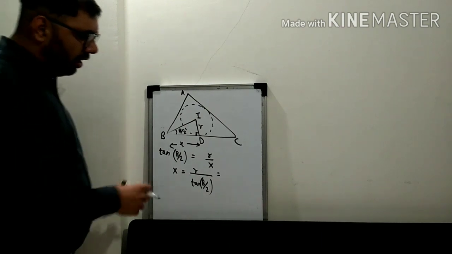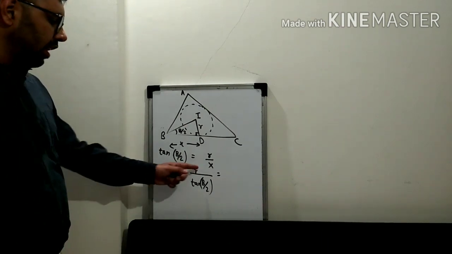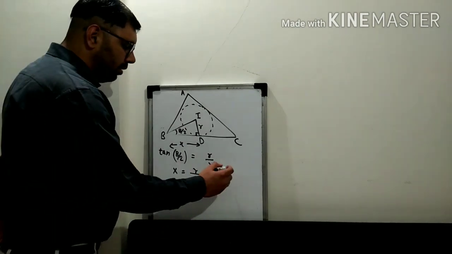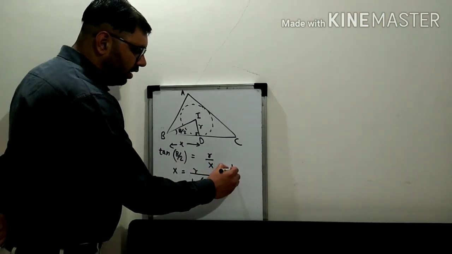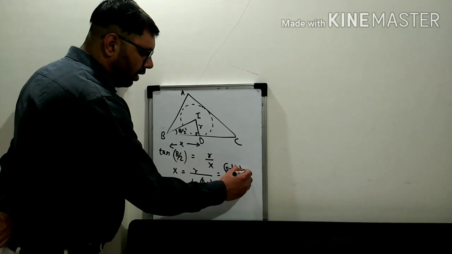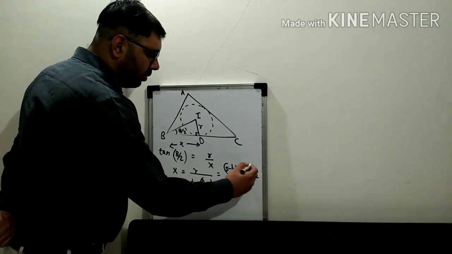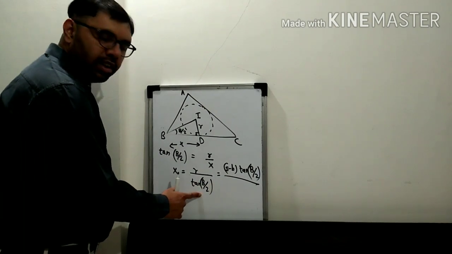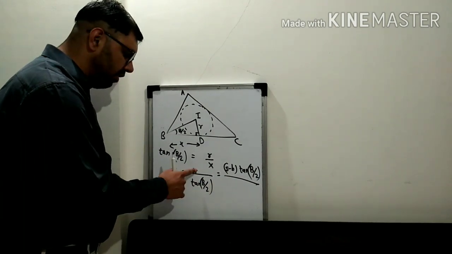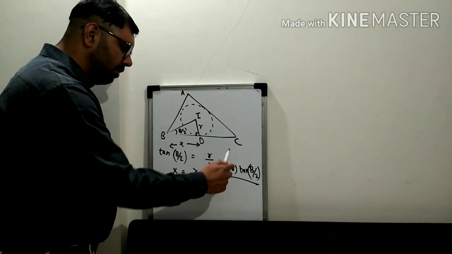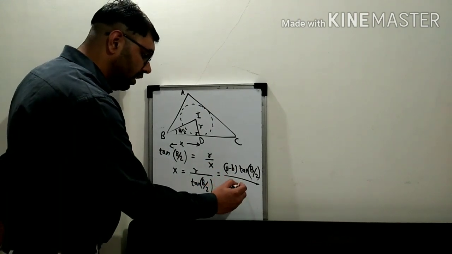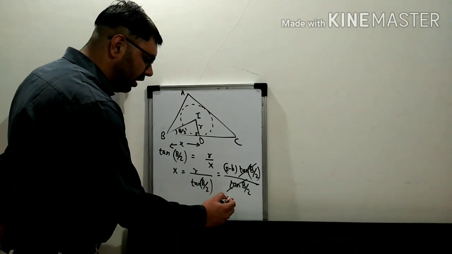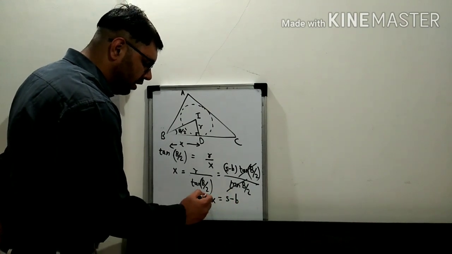Some time back, I told you that we can write small r in terms of tan A by 2, tan B by 2, tan C by 2. So if I want to write in terms of tan B by 2, this is the formula: r is equal to s minus b into tan B by 2. Because we are taking the angle B here, that is why I have written r in terms of tan B by 2. So s minus b tan B by 2 divided by tan of B by 2. So tan B by 2 gets cancelled. We get this length as s minus b.